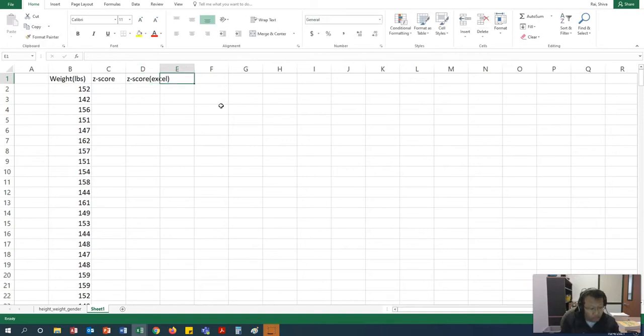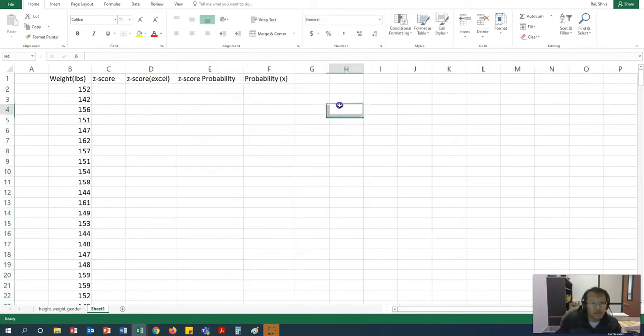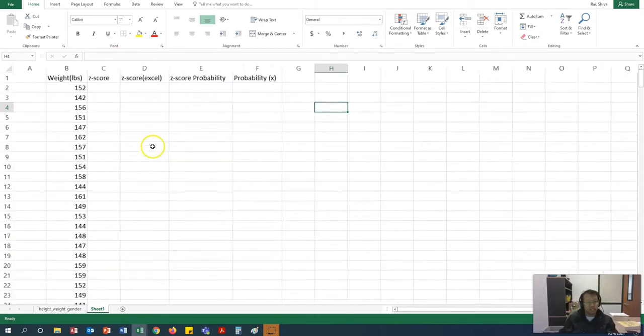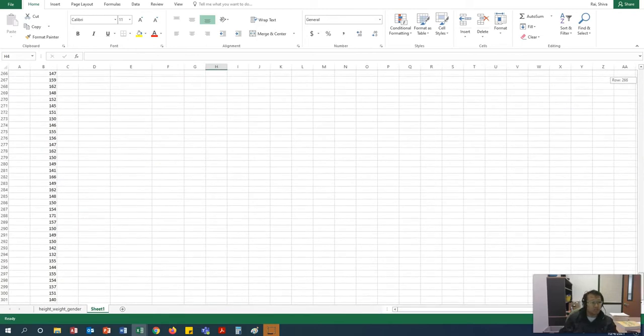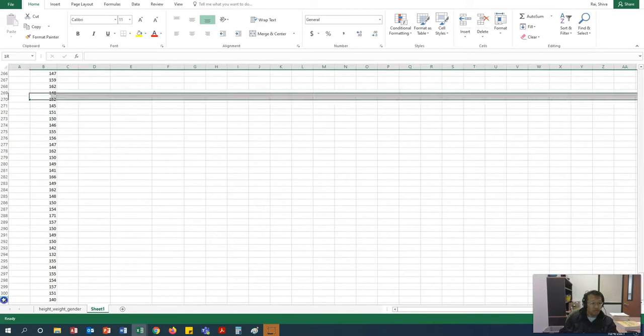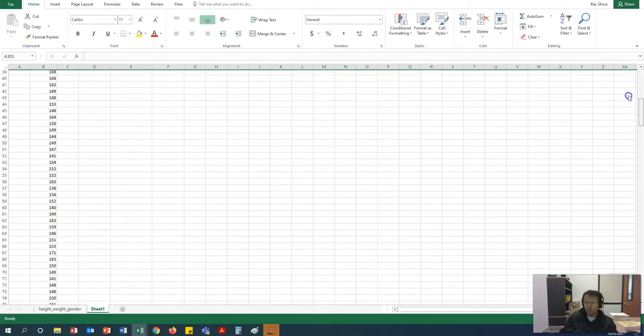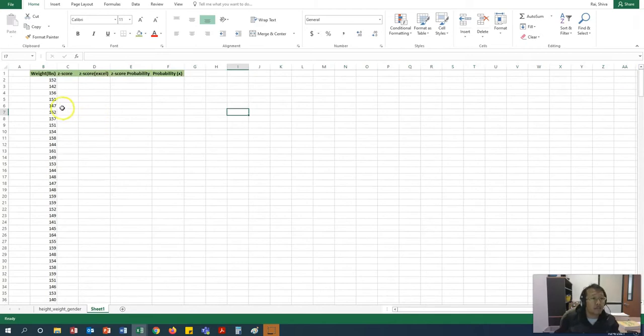And now I would go for the z-score's probability, using the x values, the data points. This one is simply the probability from x values. So these are the things that I'll be doing over here. Now what you need to realize is that there are 300 data points. You can go over there: 301 is the last row and the first row was the header, so that looks fine.